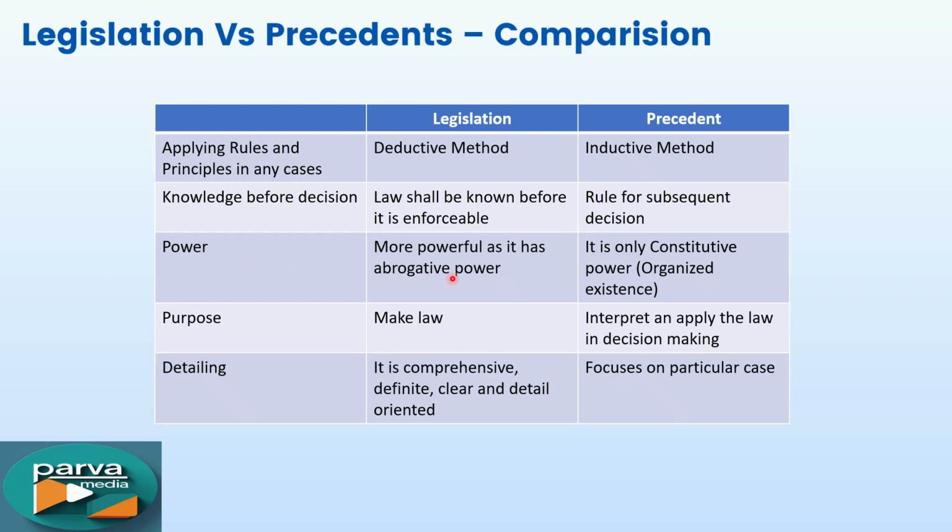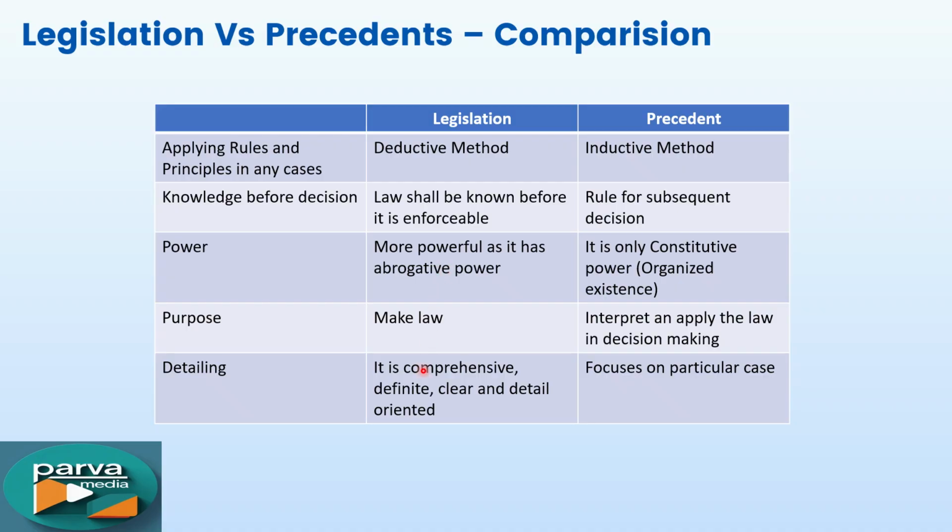Power: legislation is definitely more powerful, because legislation has complete power and cannot be overridden or repealed by anyone else. Precedent has constitutive power. Precedents help organize and interpret the law but cannot abolish it. They cannot abolish any laws, but the legislatures have the power to repeal or abolish any laws.